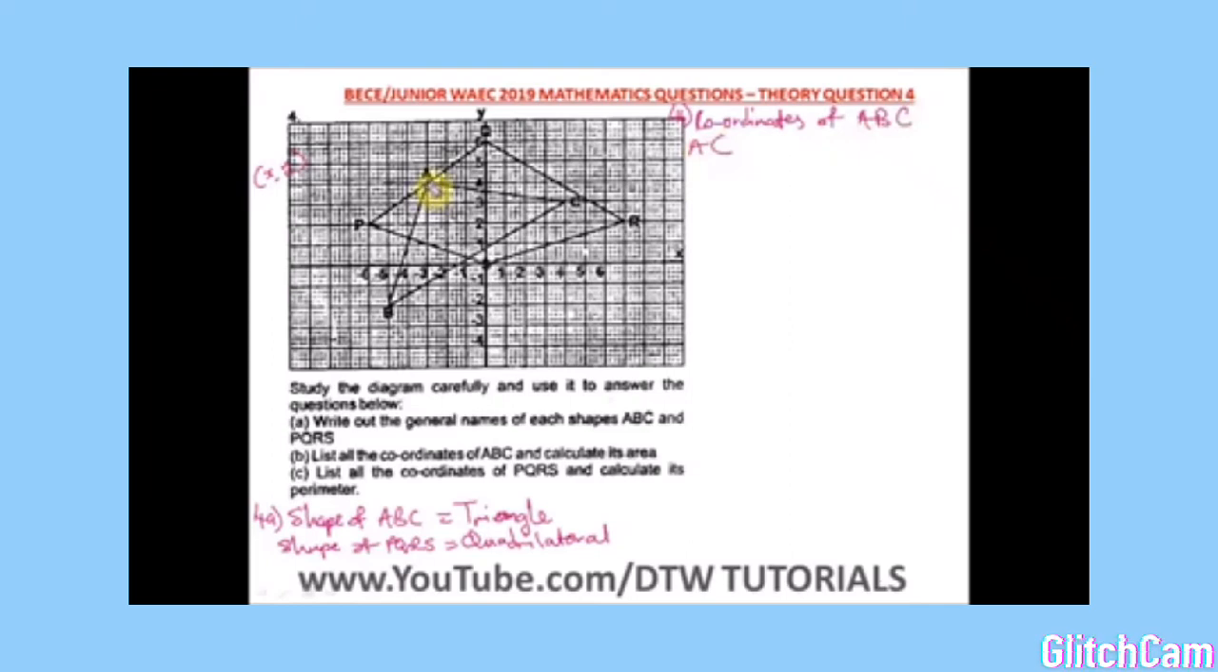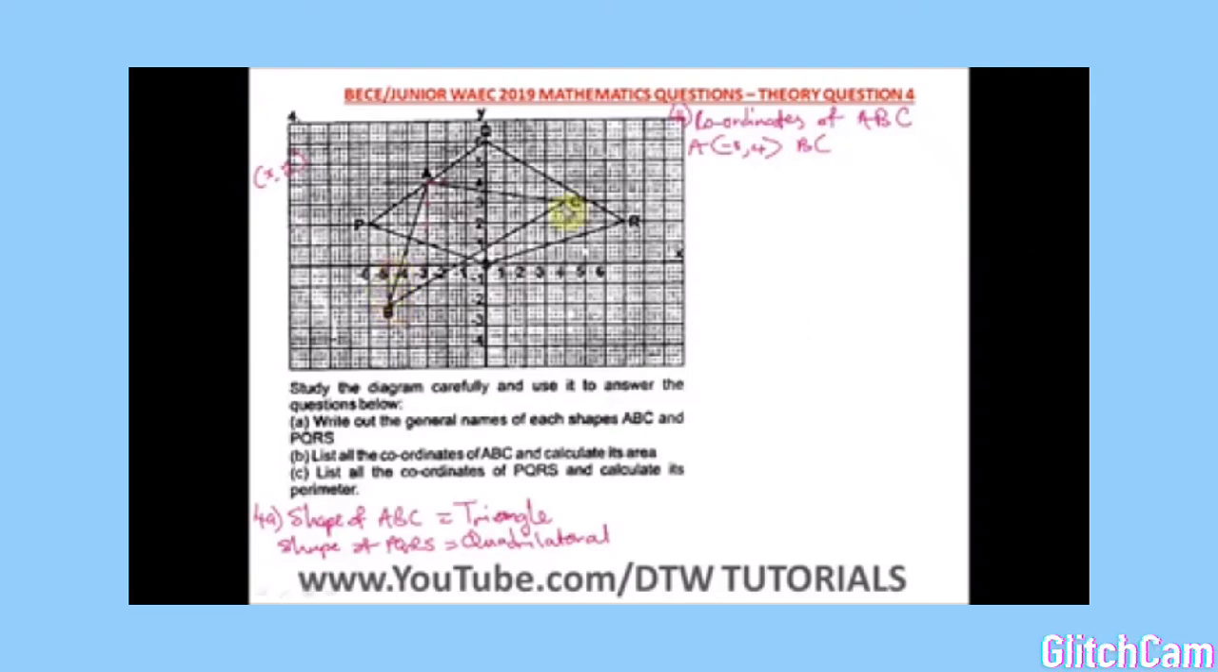This is A. So if you trace down A to the x-axis, what will this give us? This is -3, so this is -3, comma. Then the next coordinate, trace A to the y-axis, this is what? 4. So we have 4.